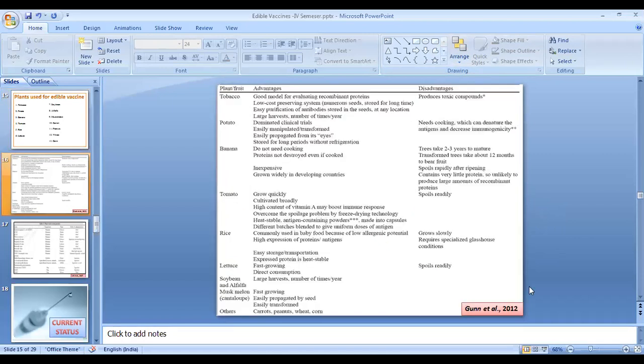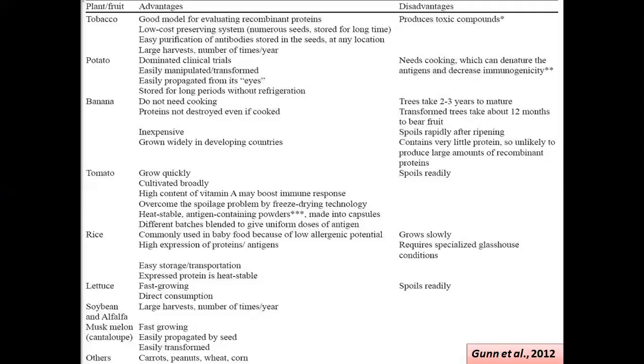And here you can see the different plant parts and what are their advantages and what are the disadvantages they face. You can see the tobacco plant is used for the production of edible vaccine, and you can see the advantages. It is a very good model for evaluating the recombinant proteins, low cost of preserving systems, and easy purification methods, and large harvest a number of times in a year can be done. And the disadvantage is it produces toxic substance along with the required edible vaccine.